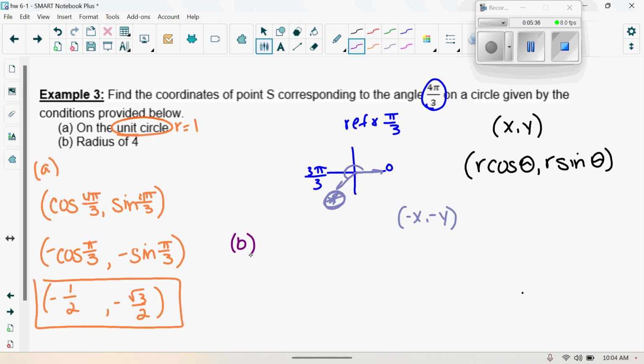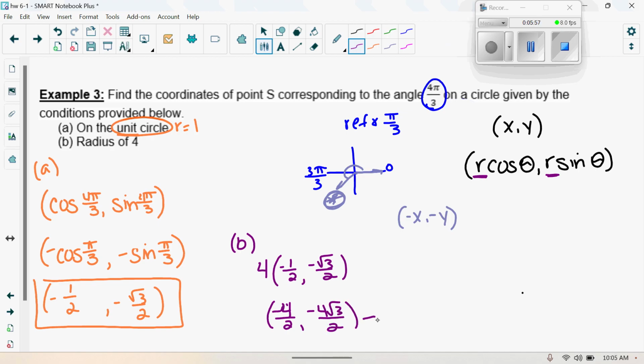Part B is then asking for a radius of 4. So the only difference here is that I need to take my coordinates and multiply them by 4, because I have an r in both spots. So this is negative 4 over 2, and negative 4 radical 3 over 2, but we're going to reduce that. So it becomes negative 2 comma negative 2 radical 3.